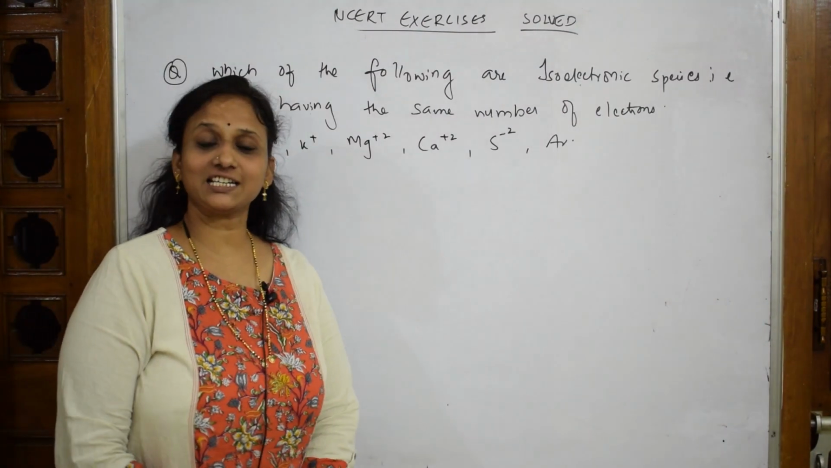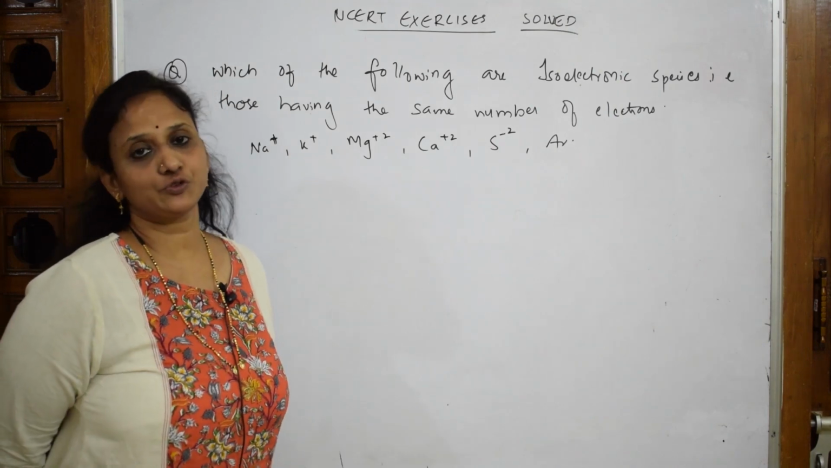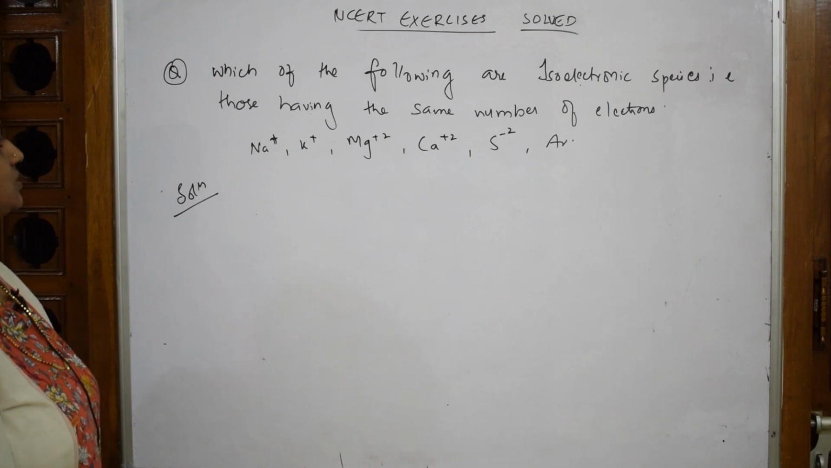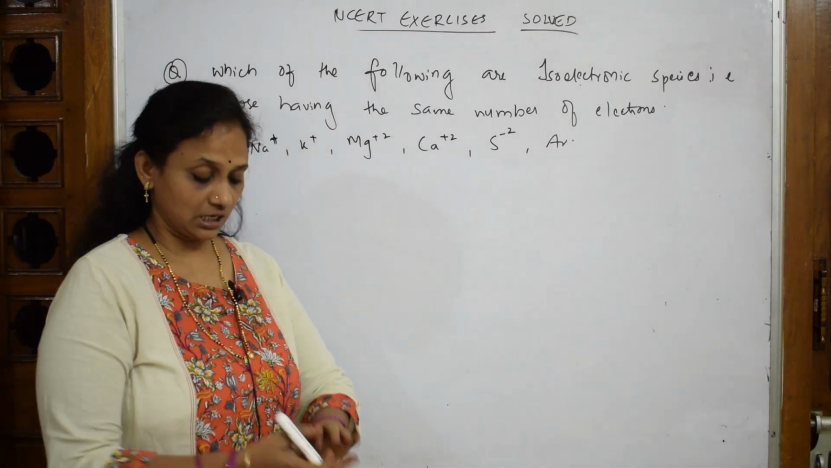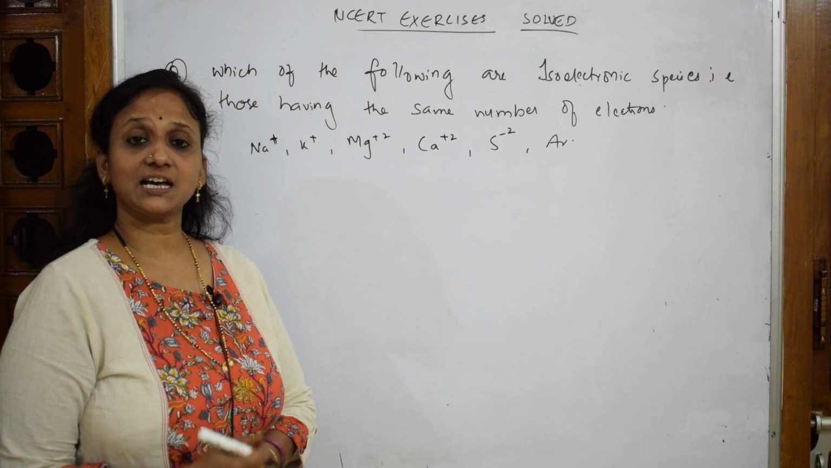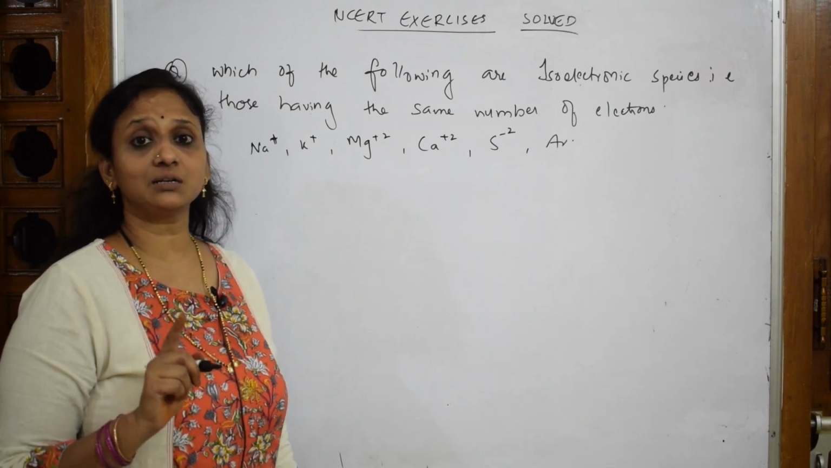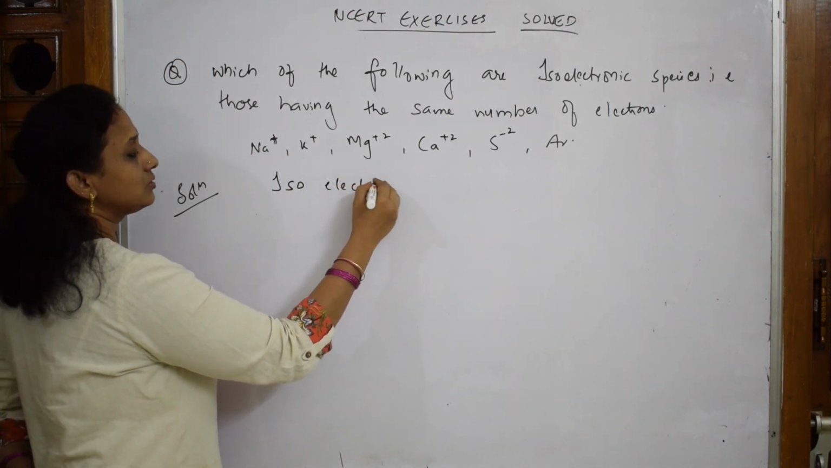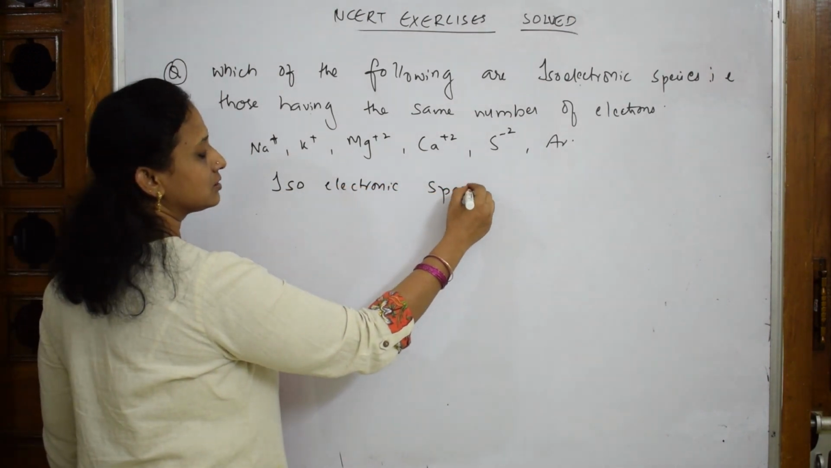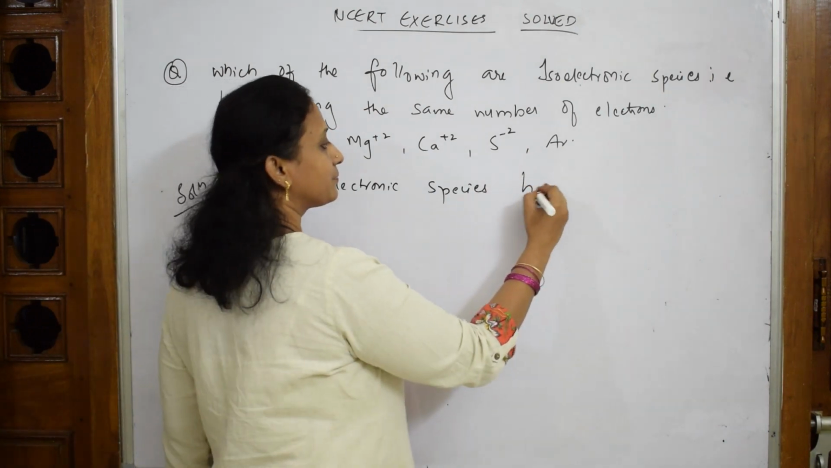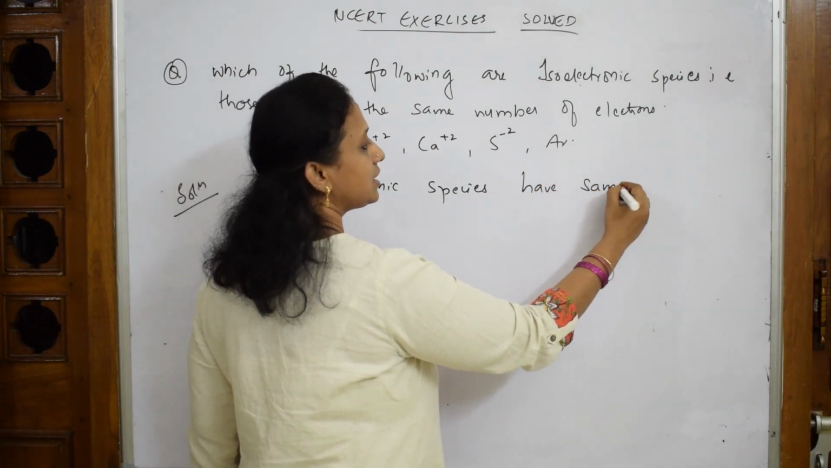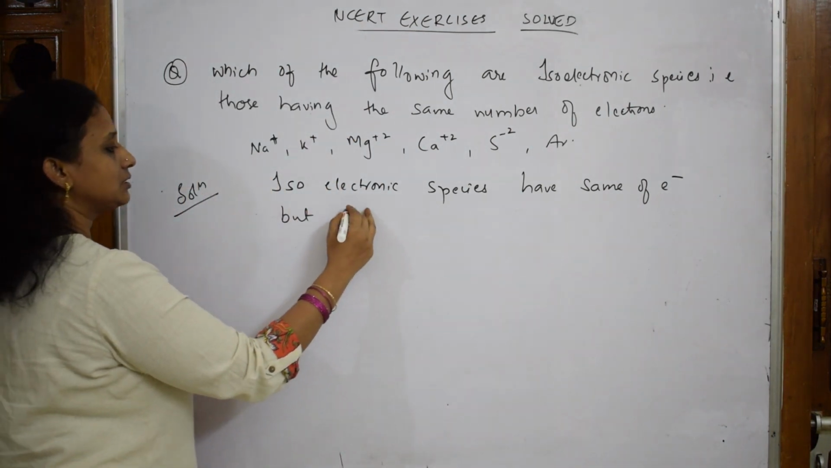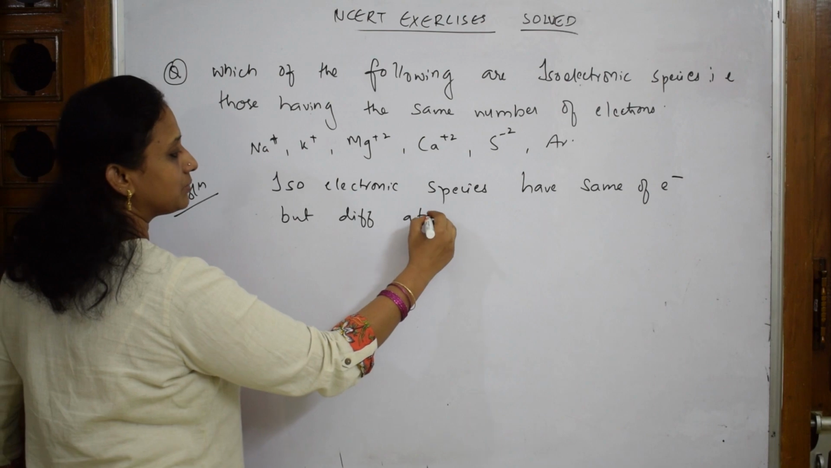Right. One more NCERT numerical, which is based on the calculation of number of electrons. So here what do they give us? Which of the following are isoelectronic species, that is, having the same number of electrons? Basically isoelectronic species will have the same number of electrons, but atomic number will be different. Remember that. Let us write: isoelectronic species will have the same number of electrons, but different atomic number.